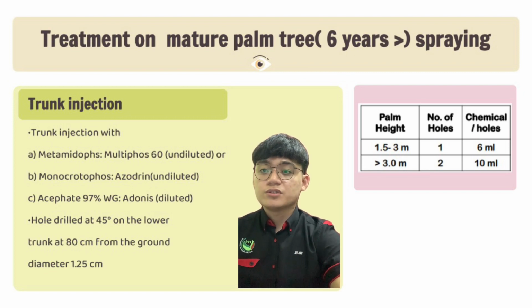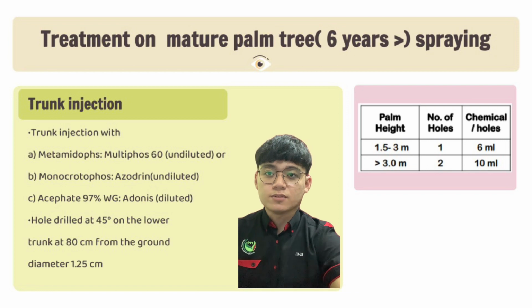Second, we will go to the treatment on mature palm trees, which are 6 years and above. In this topic, we will use trunk injection. We can use many pesticides for trunk injection, such as monocrotophos undiluted, or acephate 97% WG, which is diluted. The step is we will hold the drill at a 45 degree angle on the lower trunk at 80 cm from the ground, with a hole diameter of 1.25 centimeters. As we can see on the right side is the table.